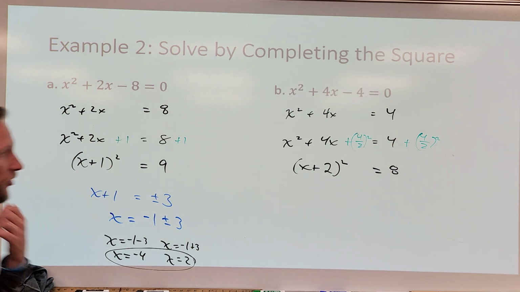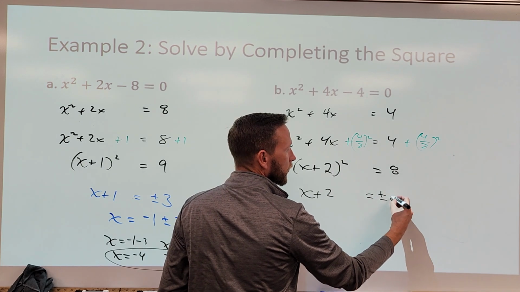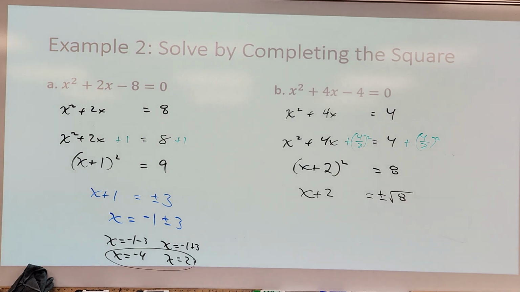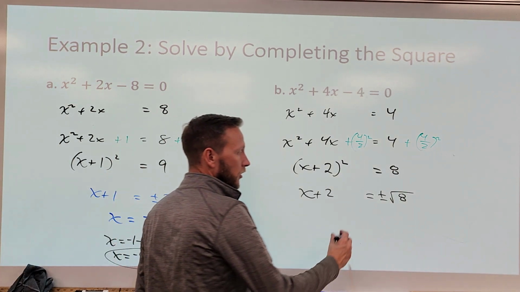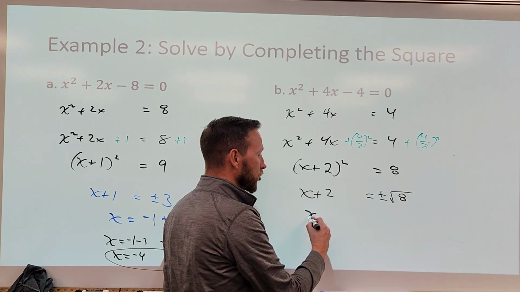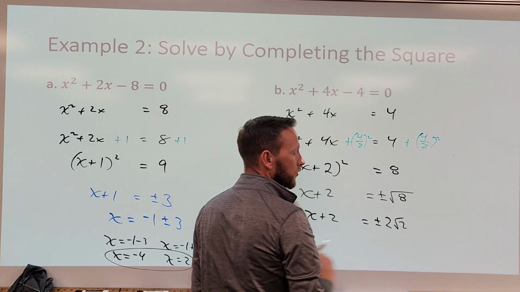So when we are completing the square, we can now take the square root on both sides. And we have the plus and minus, or positive and negative, square root of 8. Now, when it comes to the square root of 8, it would be wise for us to simplify that radical before doing any other work.